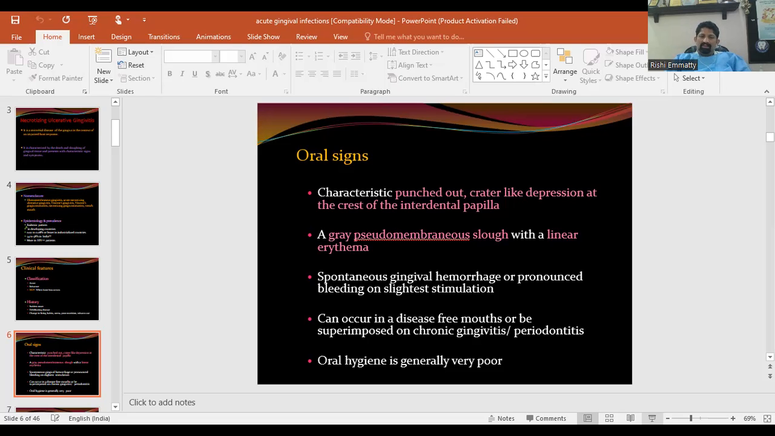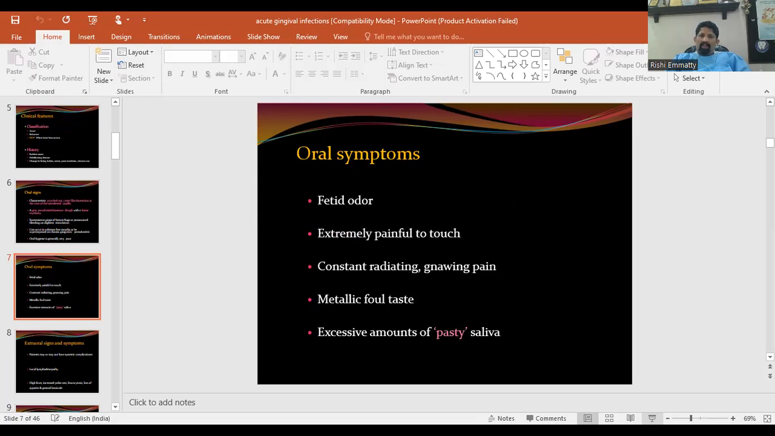So usually you'll be seeing they will be having poor oral hygiene with difficulty in brushing or maintaining their oral hygiene. The oral symptoms, we have seen the signs. Now the symptoms are the patient will be having fetid odor, that will be bad breath will be there. Extremely painful to touch because of the sloughing of the tissues. The gingiva will be extremely painful to touch. And patient will be always complaining of constant or radiating or gnawing pain.